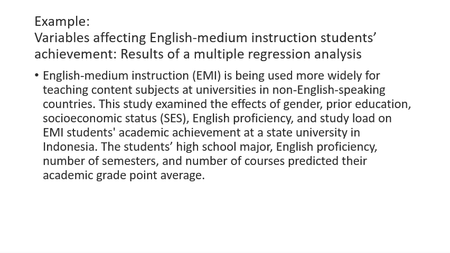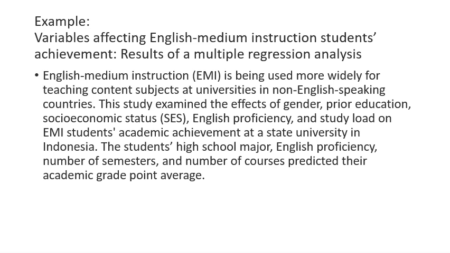So here's an example. This is from an abstract that I took out to give you an example. Variables affecting English medium instruction students' achievement, results of a multiple regression analysis. What this study was looking at is if they were taking students in another country, I can't quite remember where right now, I think maybe Indonesia, and the student's primary language was not English, but a lot of their classes were in English, and that's what they mean by English medium instruction. And so they were looking at what variables can predict how students are going to achieve in these English medium classes. And this is a little summary of their results.